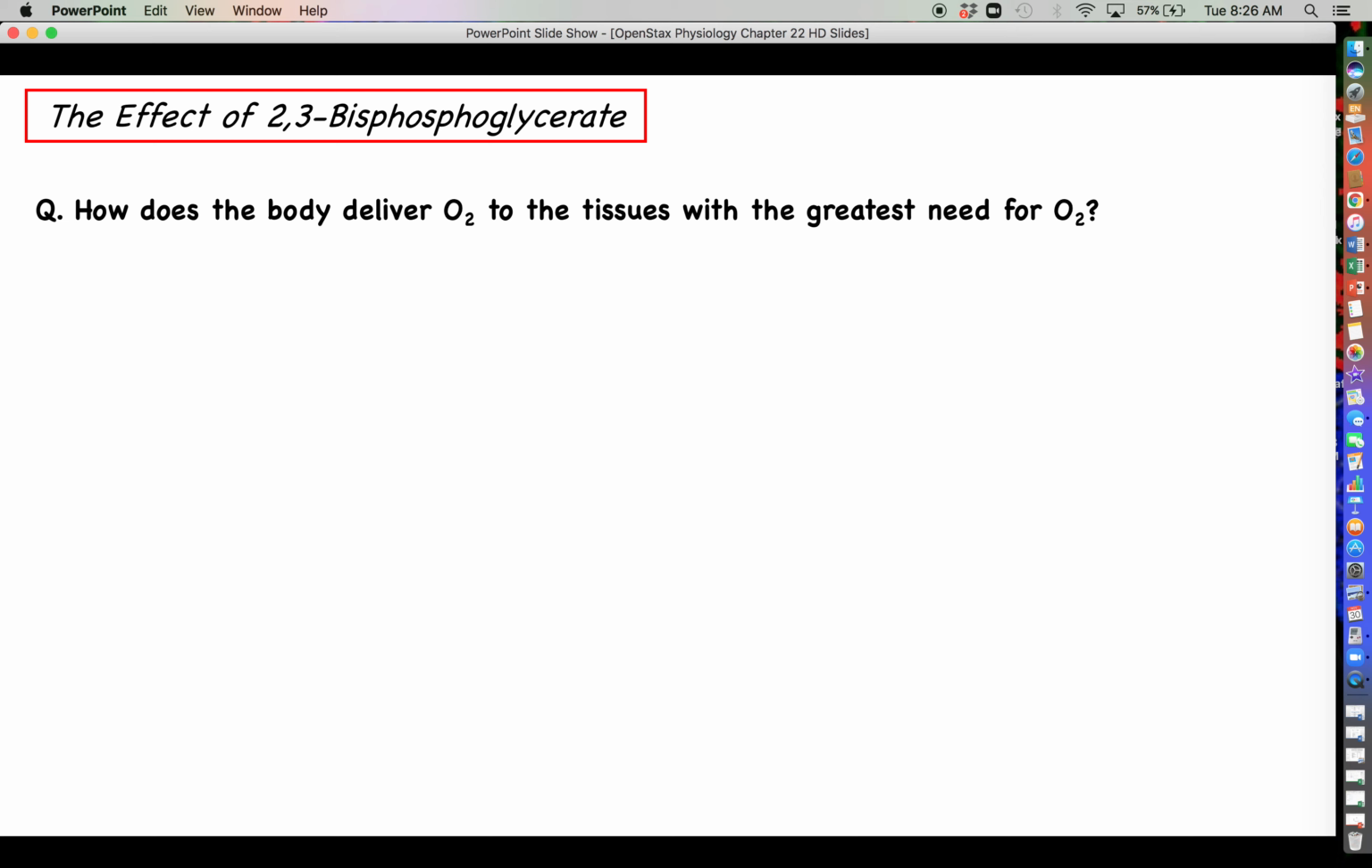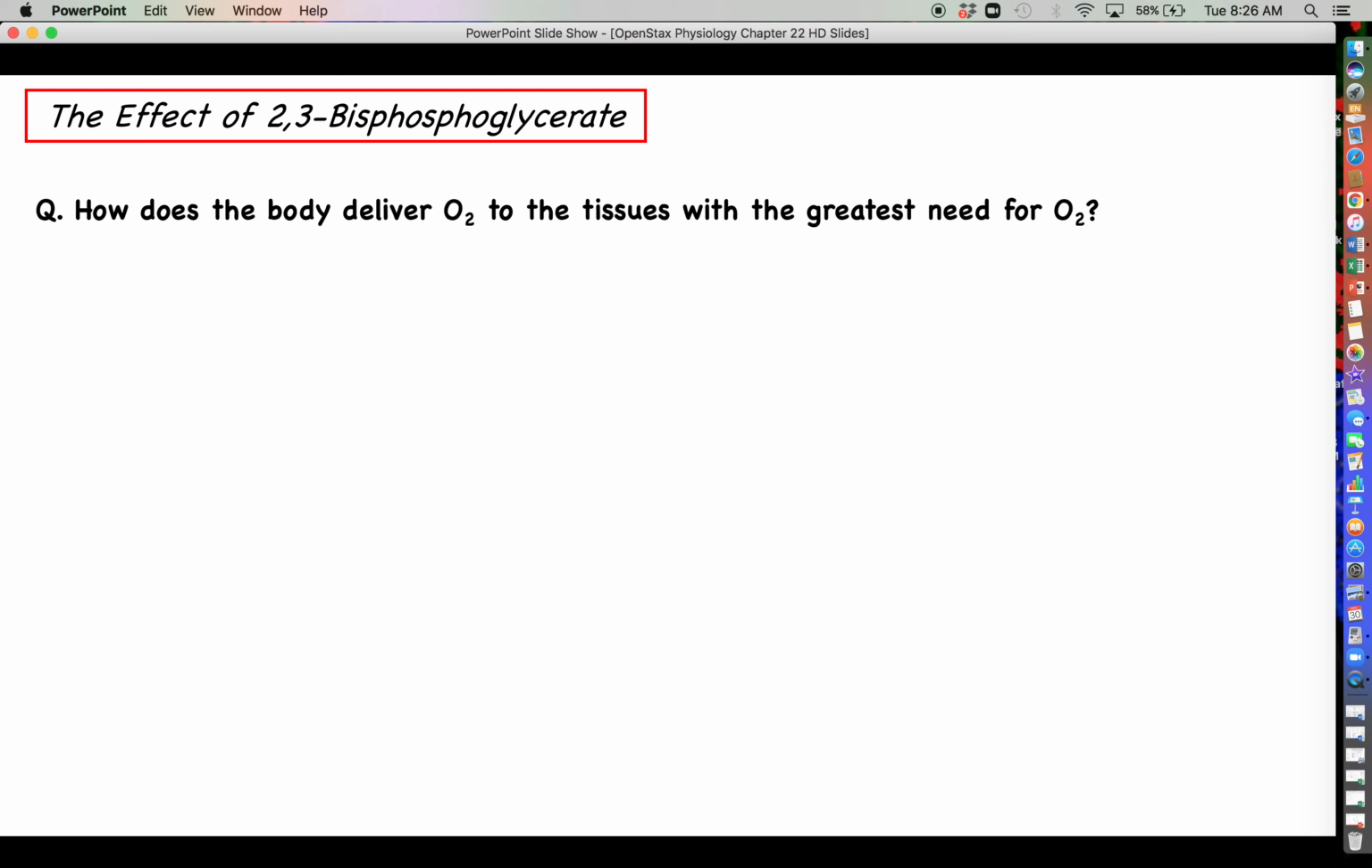Okay, and finally, let's talk a little bit about the effect of this molecule we may not have ever heard of before called 2,3-bisphosphoglycerate. Before we specifically talk about it, I want to ask you an important question that you may have or may not have thought about yet. How does the body prioritize oxygen delivery to tissues with the greatest need for oxygen?